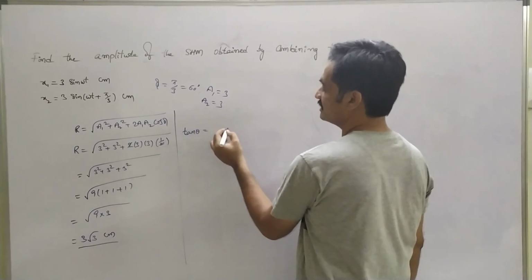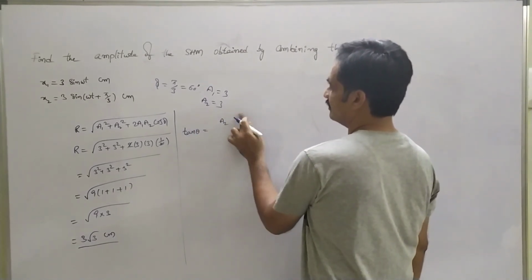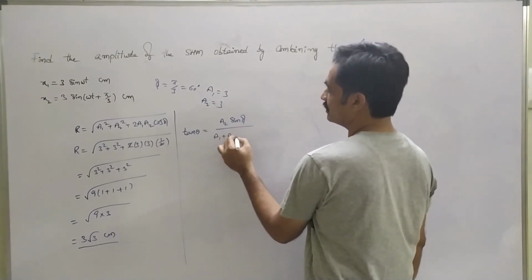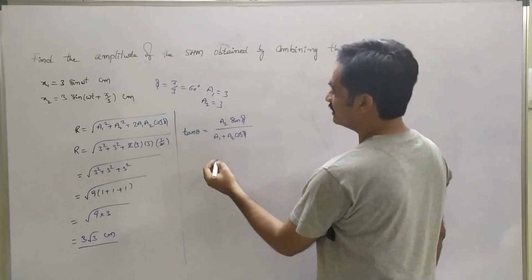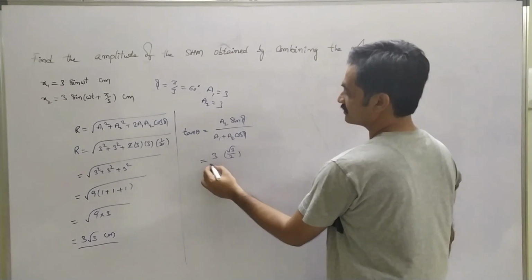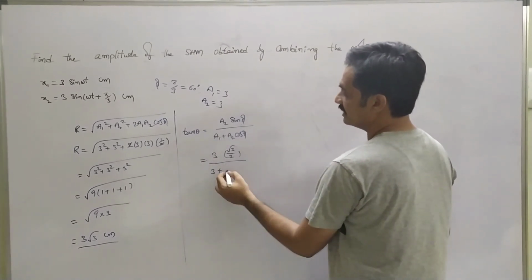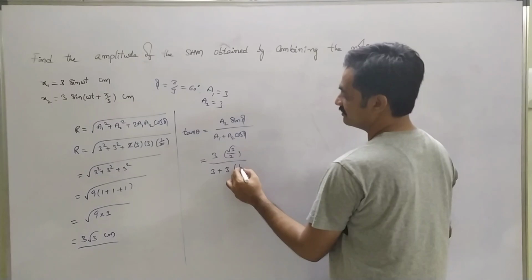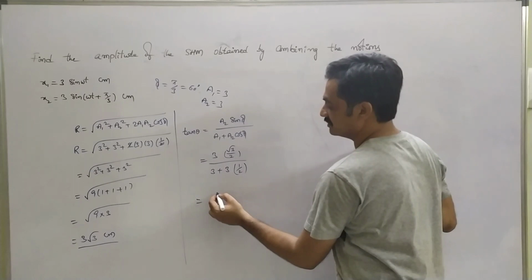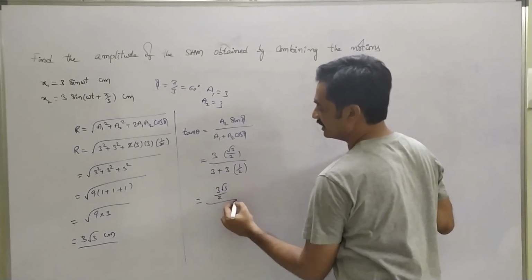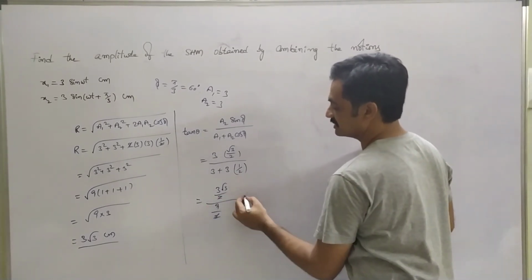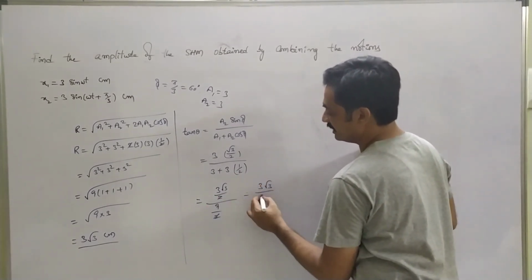So this represents the resultant amplitude, whereas here we have to represent the direction, whereas we know that tan theta is equal to a2 sin phi by a1 plus a2 cos phi, whereas observe that a2 is 3 into sin 60 is root 3 by 2, by a1 is 3 plus a2 is 3 into cos 60 is 1 by 2. So here as we do LCM, we have 3 root 3 by 2 by 3 is 6, 6 plus 3, 9, 9 by 2. Here 2 and 2 get cancelled, and here we have 3 root 3 by 9.